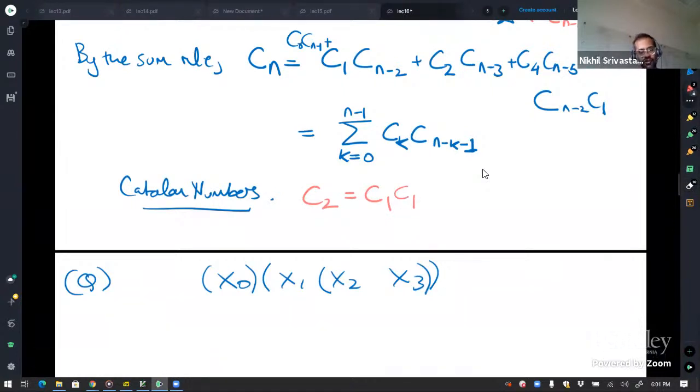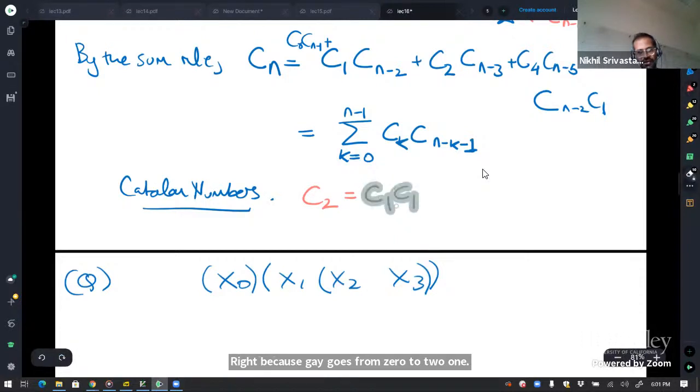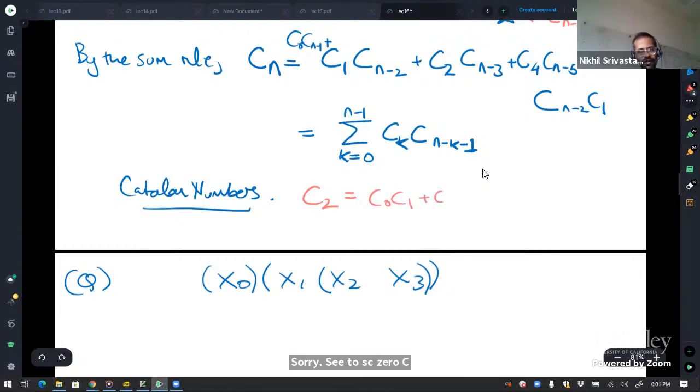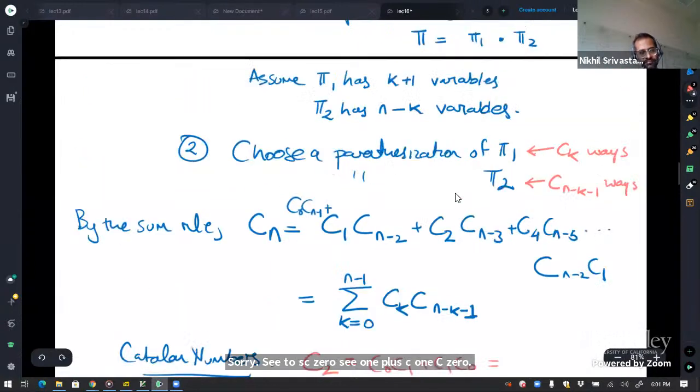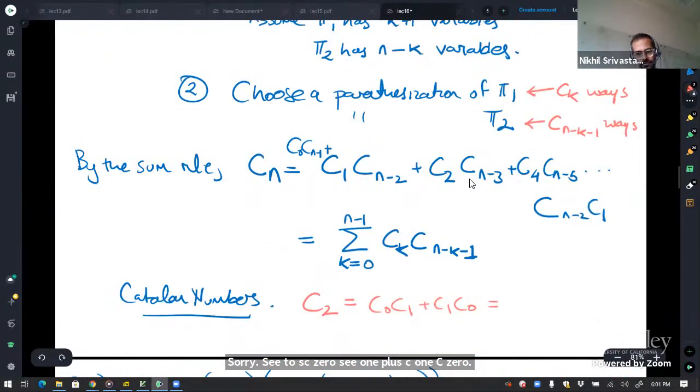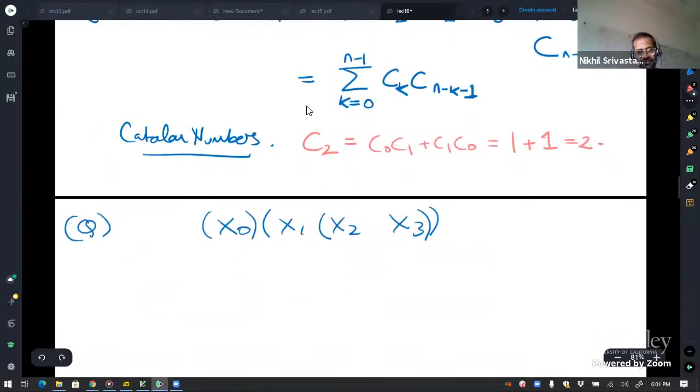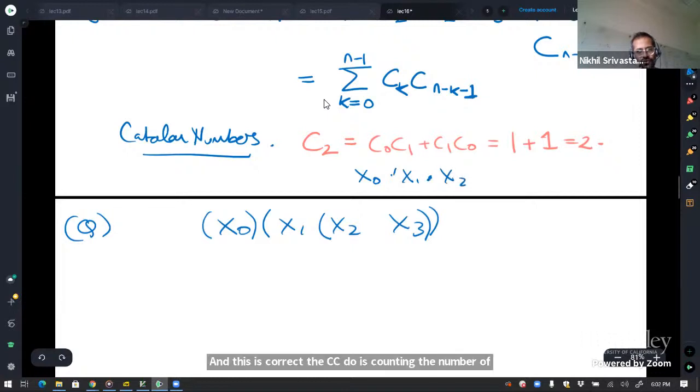Right, because K goes from 0 to 1. Okay, sorry. If I mess this up again. Sorry. C2 is C0, C1 plus C1, C0. And C0, C1 is 1 plus 1, which is 2. And this is correct because C2 is counting the number of ways to parenthesize x0, x1, x2. And there are only 2 ways to parenthesize that, this and this.